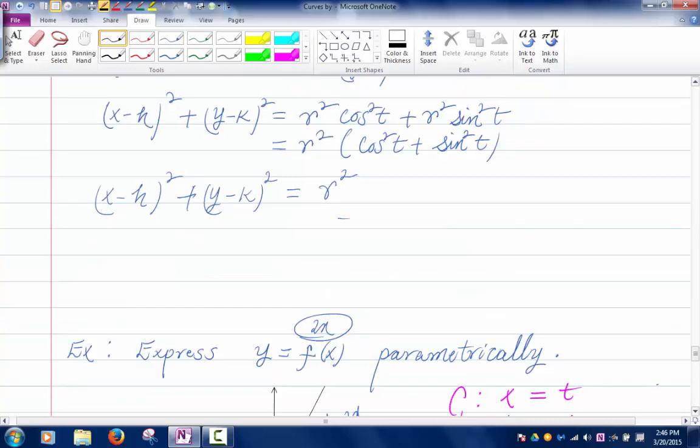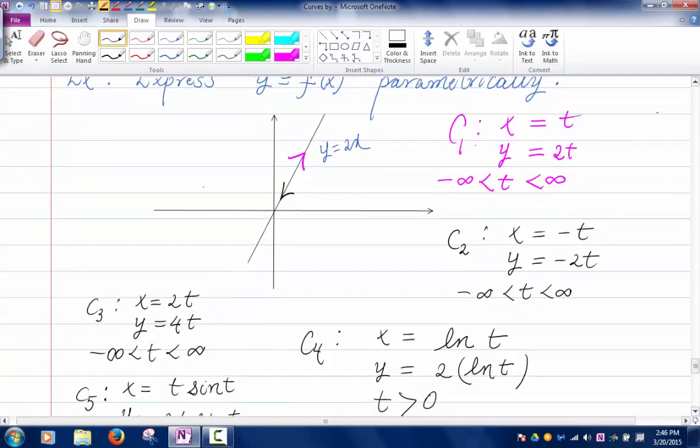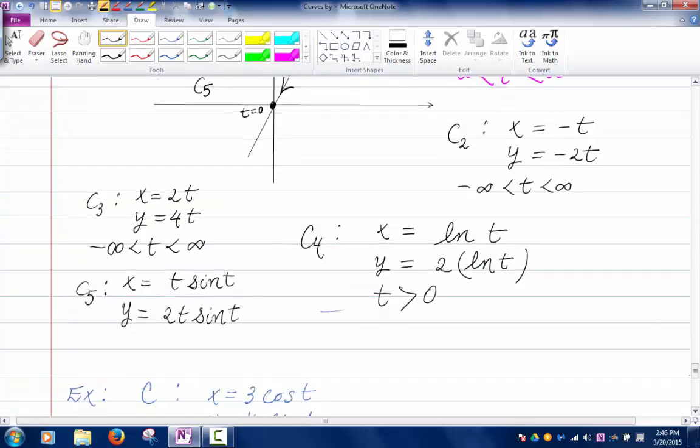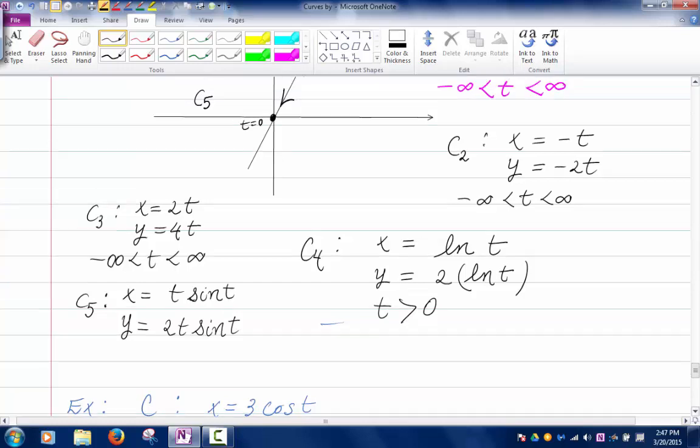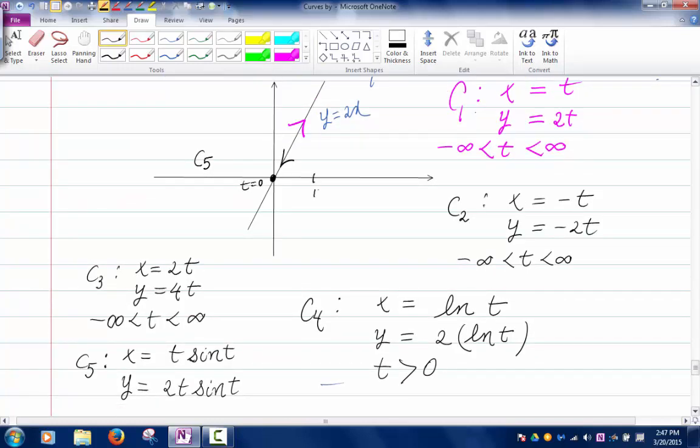So this is the fifth case, C5. At time zero, I'm right here. Where am I at t equals pi over 2? What is sine pi over 2? It's 1, so x is pi over 2 there. So let's say here is pi over 2, I'm going to be right at this point. Where am I at pi? At pi, sine is 0 again. So first of all, I'm going upward like this from 0 to pi over 2, and then from pi over 2 to pi, I'm coming back to 0, right? Am I making sense? You guys are okay with that?